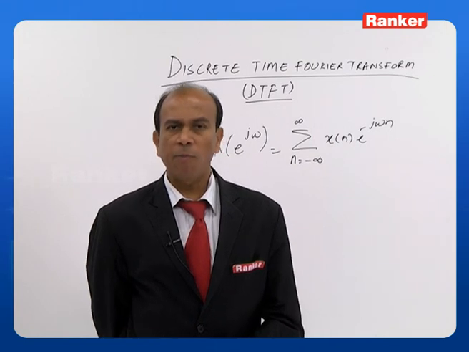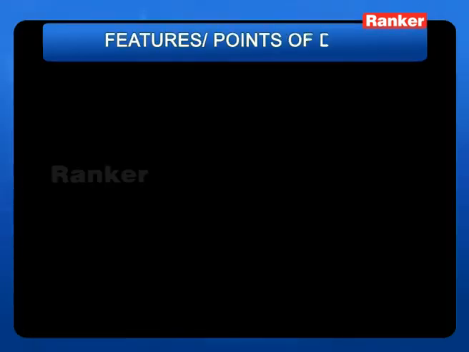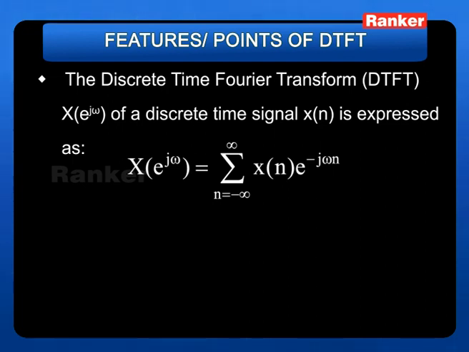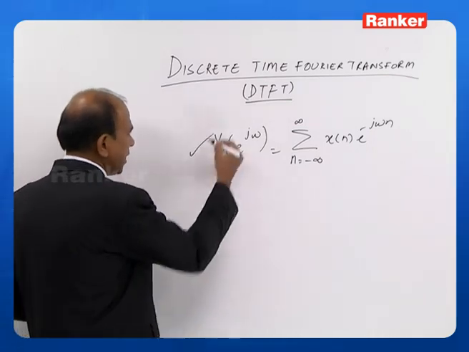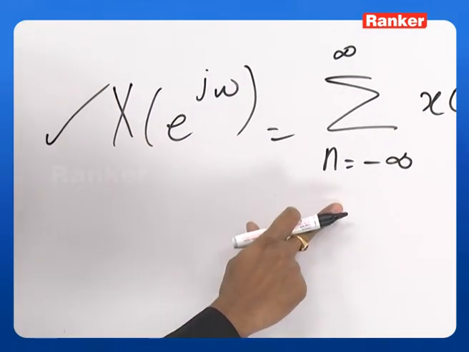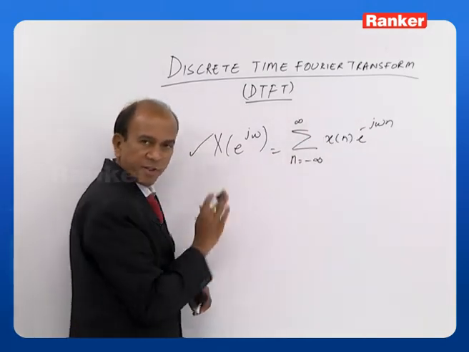Let us see the features or points of the discrete time Fourier transform. The first point is the discrete time Fourier transform X of e to the power of j omega of a discrete time signal x of n, expressed as we have just written on the board: X of e to the power of j omega is equal to summation n equals minus infinity to plus infinity x of n e to the power of minus j omega n. Or DTFT of x of n is nothing but X of e to the power of j omega. This is one point which you should remember.